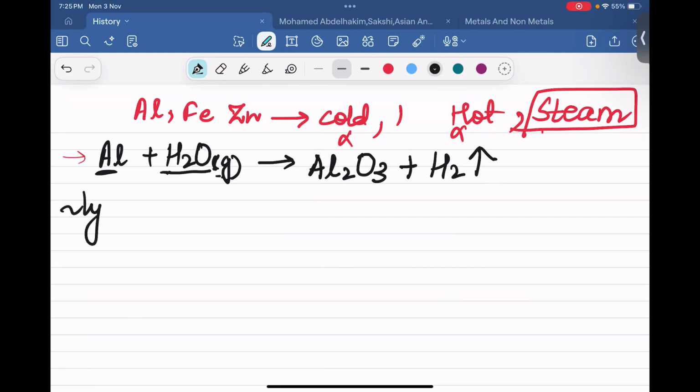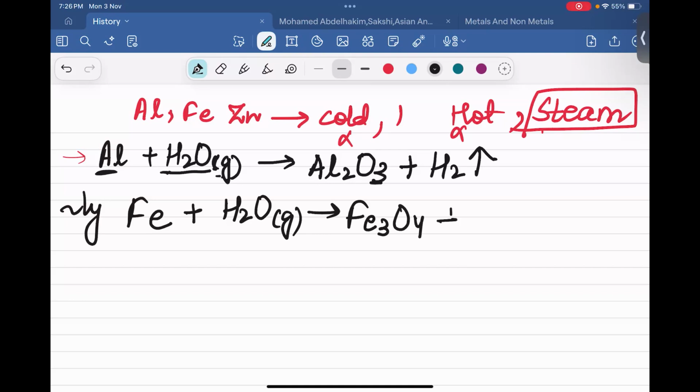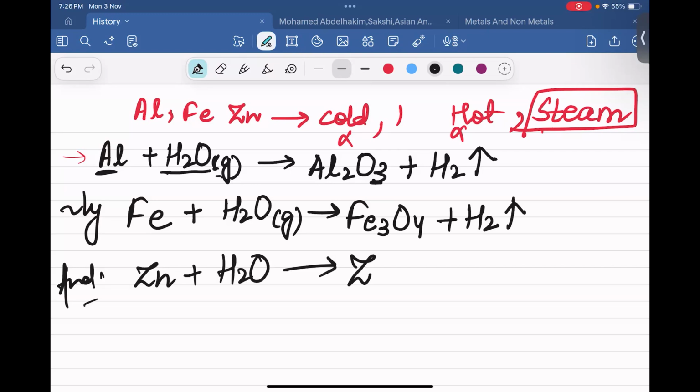Similarly, I am taking iron. When iron reacts with water in steam condition, we will get iron oxide, and H2 gas will be released. Next, what is left is zinc. When zinc reacts with water, we will get zinc oxide, and H2 gas will be released.